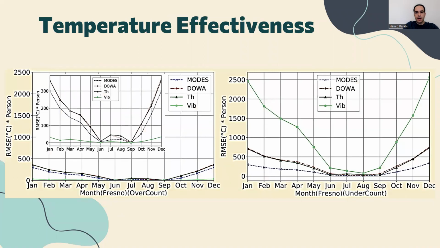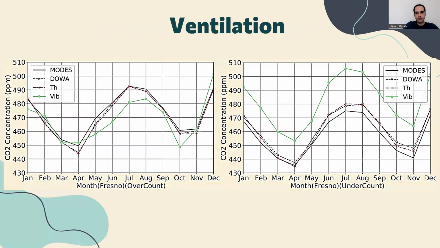Now, in this figure, we have the temperature effectiveness, which is an indicator of the quality of comfort. The figure shows the product of room temperature RMSE and the number of occupants for 4 data schemes under over and undercounting scenarios again. As we just discussed, the undercounting case degrades the quality of comfort, while in the overcounting case, all the data schemes perform similarly with very low RMSE values.